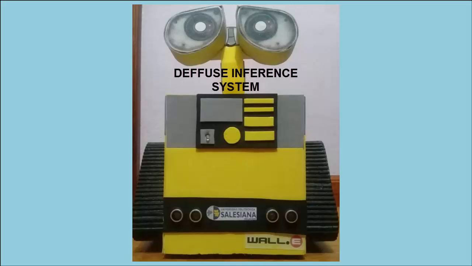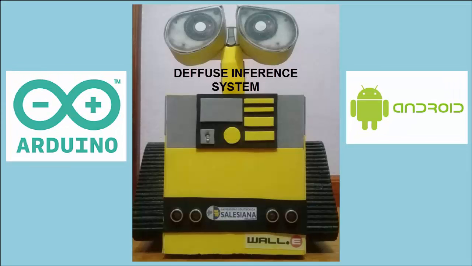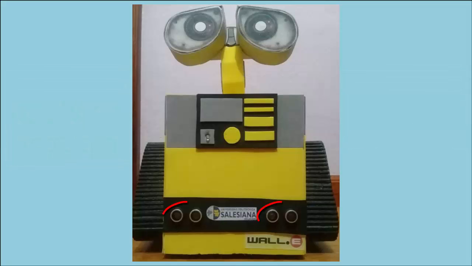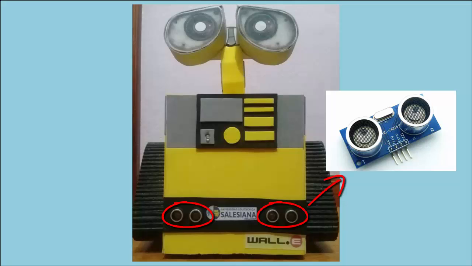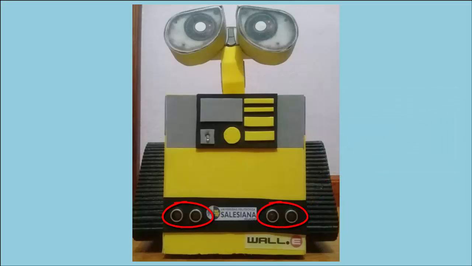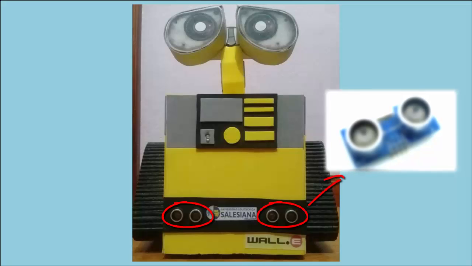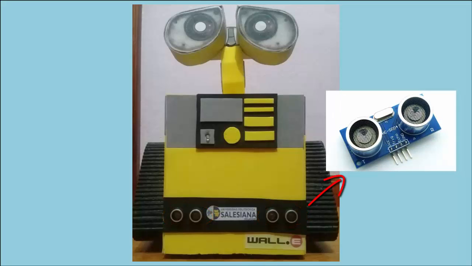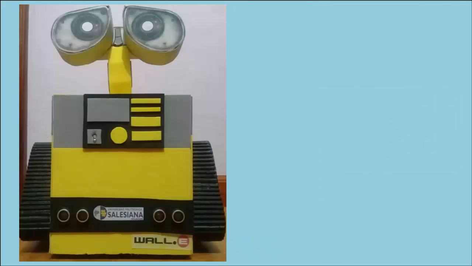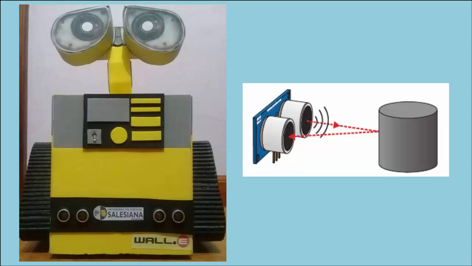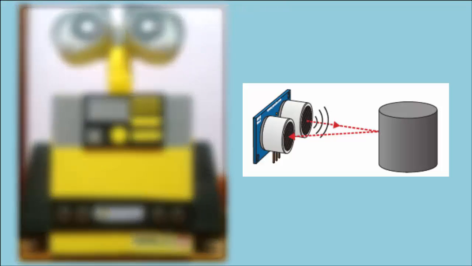The project consists of the implementation of a diffuse inference system in a robot using Arduino and Android as main tools. The robot has implemented two ultrasonic sensors at the front located in the lower corners. The distance before an obstacle, measured in centimeters, will be the input in the system, and as output will be the degrees that the motor must turn to achieve dashing the object.